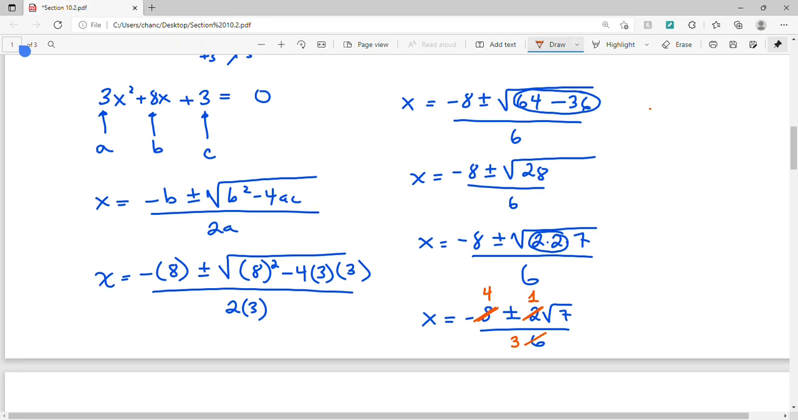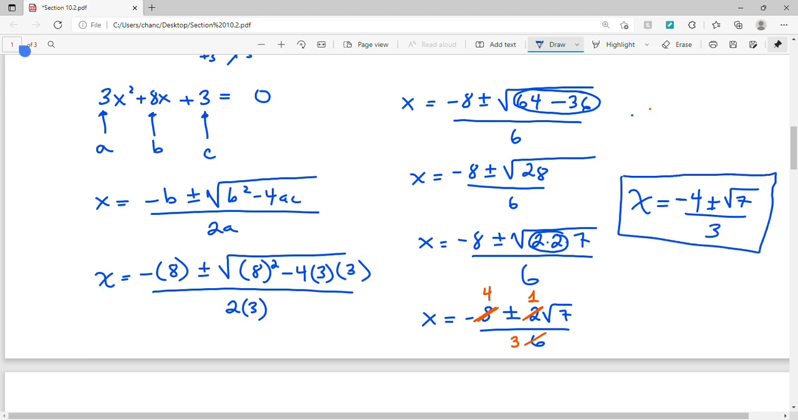Let's write it out. x equals, we have a negative 4 plus or minus the square root. We have a 7 left on the inside, and on the bottom we have 3. So this is our solution, negative 4 plus or minus the square root of 7, divided by 3.